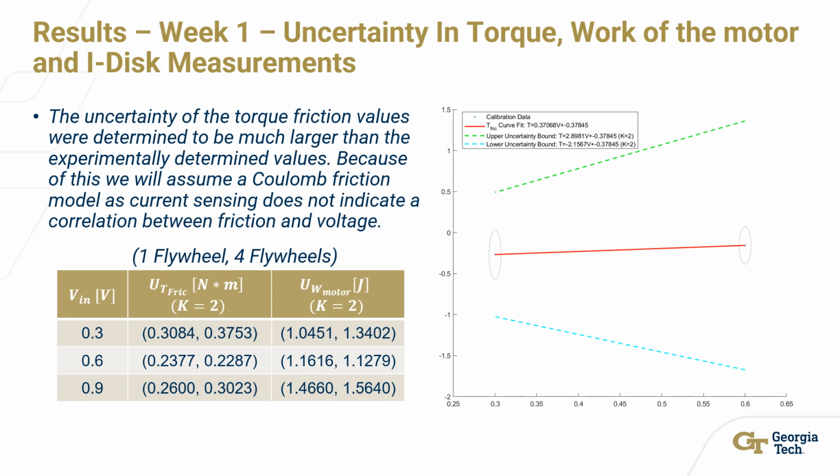Uncertainty of the torque friction values were determined to be much larger than the experimentally determined values. Because of this, we will assume a Coulomb friction model, as current sensing does not indicate a correlation between friction and voltage, as can be seen on our data on the right. The values for the uncertainty and friction, as you can see in the table, are much higher, and we are able to calculate the uncertainty work values, which we can use to characterize our motor in later weeks.